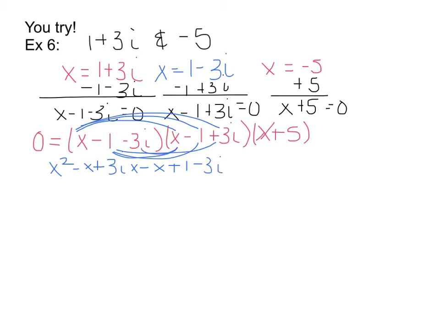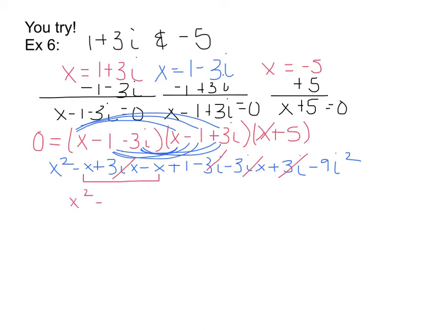Negative 3i times x, negative 3i times negative 1, negative 3i times positive 3i gives me negative 9i squared. Okay, combine like terms, cancel things out. Positive 3ix, negative 3ix, negative 3i, positive 3i.